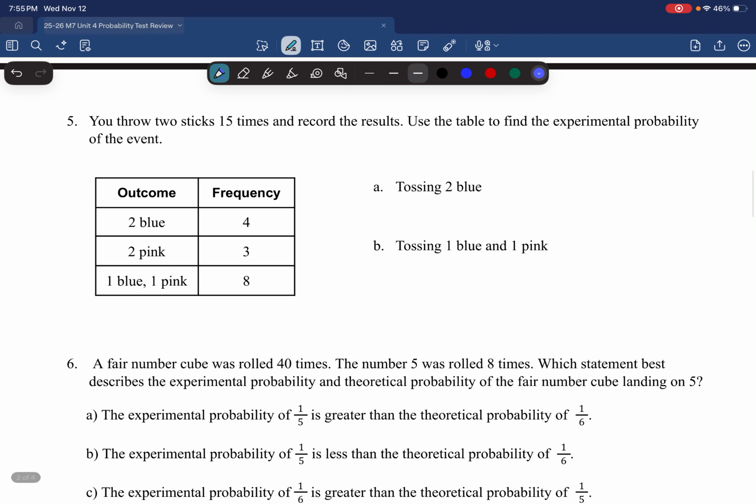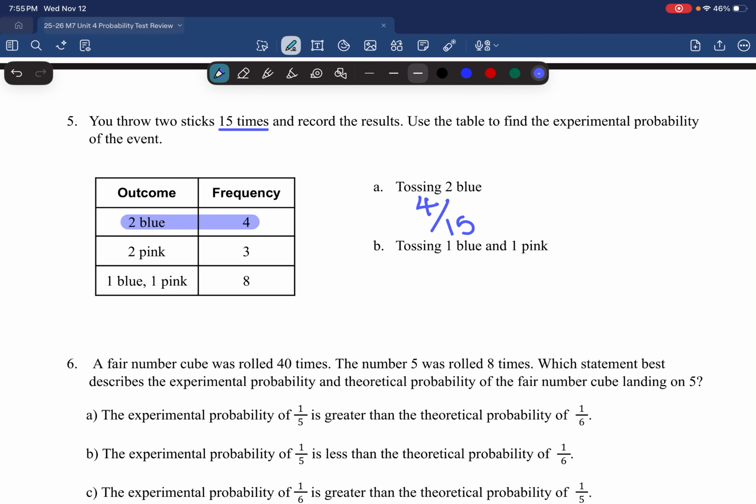All right, you throw 2 sticks 15 times and record the results. Use the table to find the experimental probability of the event. So tossing 2 blue. We got 2 blue 4 times. And remember, it told us how many times we did it, 15. So 4/15. Sorry, my 5s are terrible. 4/15. Right, and can't simplify that anymore, so we'll just leave it like that.